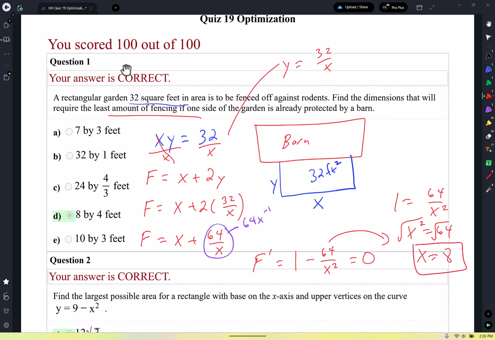Now that I have x, I can figure out y. Plug in x equals 8 into the 32 over x. So y equals 32 over 8. And sure enough, that is 4.